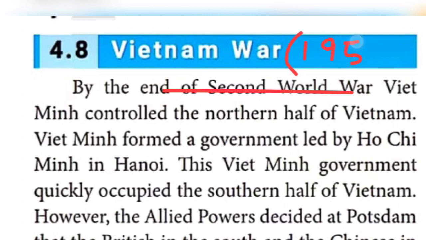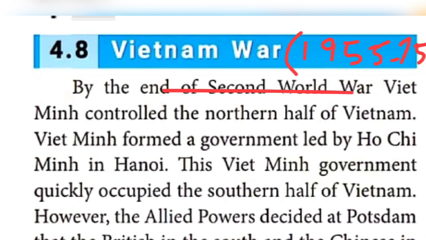It was started in 1955, till 1975. Yes, the Vietnam War. The duration is not given in your book, children. It was started in 1955 till 1975, nearly 20 years, and it occurred between the United States of America as well as Russia. Okay, regarding Vietnam, so that's the thing, children.